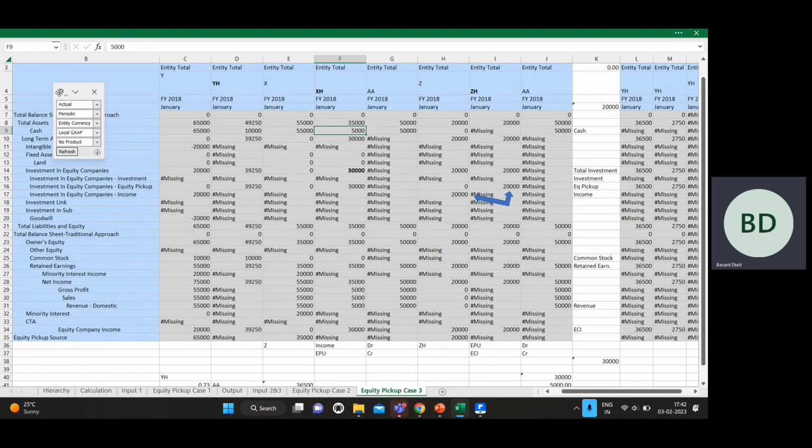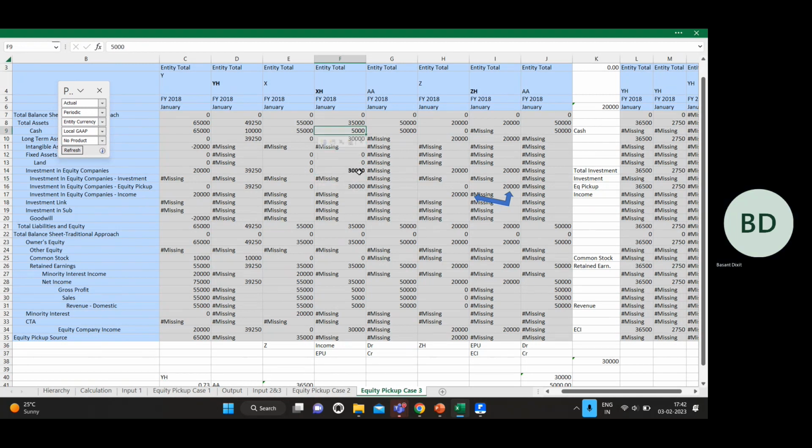Okay. And 30,000 is rolling up from this. So total assets is 35, and we have equity company income of 30,000, and the revenue of XH itself is 5,000, and the total is coming as 35,000. Okay. So this was the case for the XH, and let's see the C level of X.